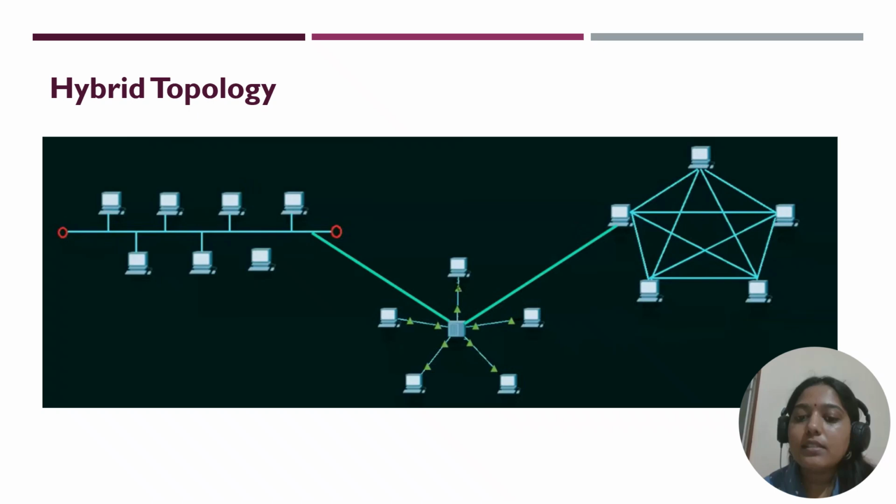The last one is hybrid topology. It is a combination of 2 or more different topologies. It is flexible and scalable, but also complex to design and manage.